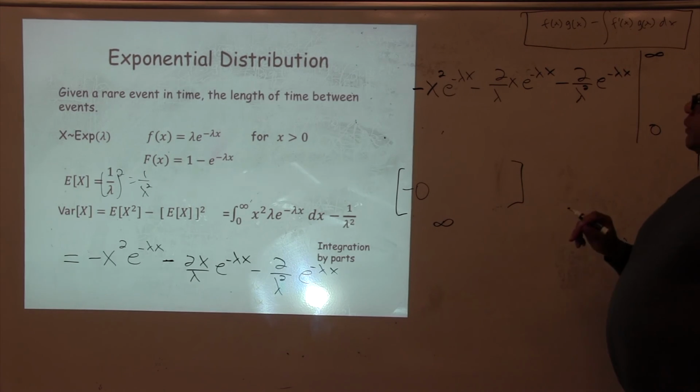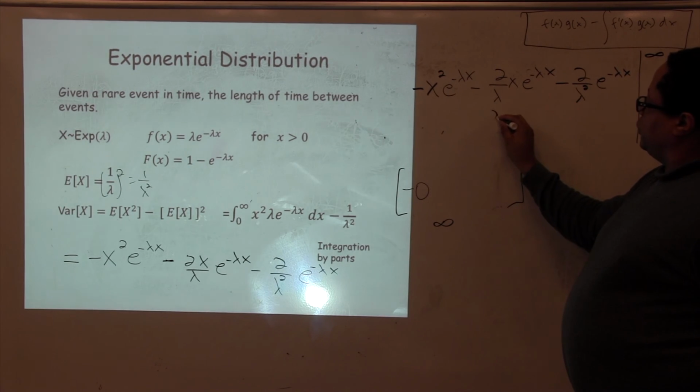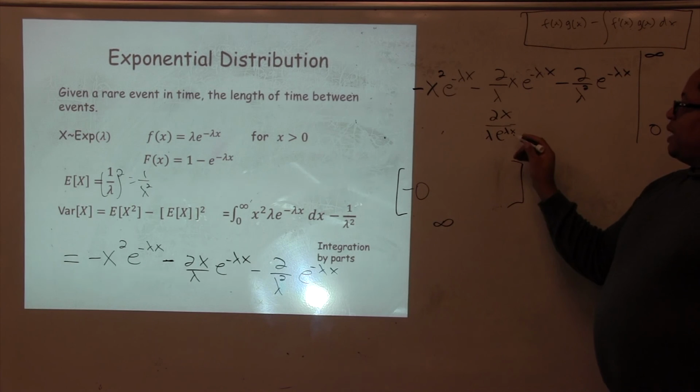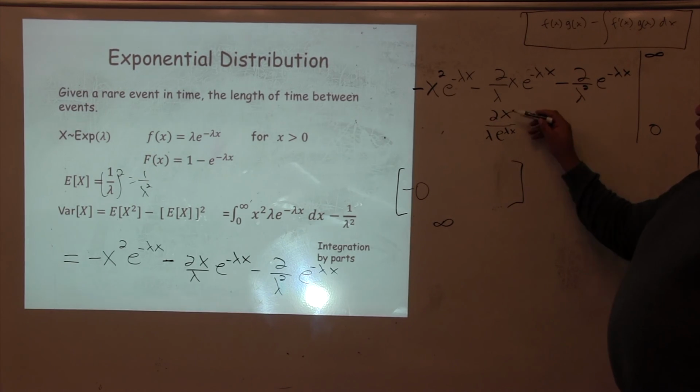Let's do the same thing here. Same thing happens. I have a 2x over lambda e to the lambda x power. So the denominator, if I look at it, has x in the exponent. That's going to increase a lot faster than this x.